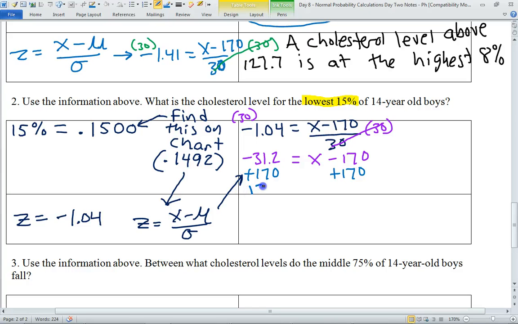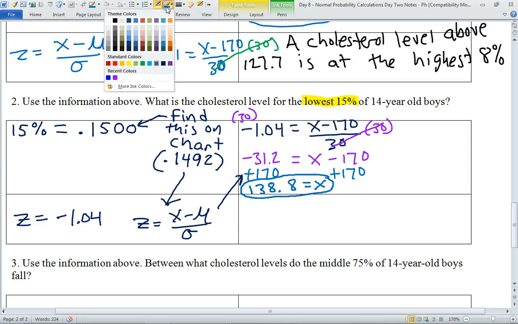So that's 138.8. Alright, that is the value that I was looking for, 138.8. So the lowest 15% will be below 138.8. So that's going to be our summary statement. Let's go ahead and get that down.